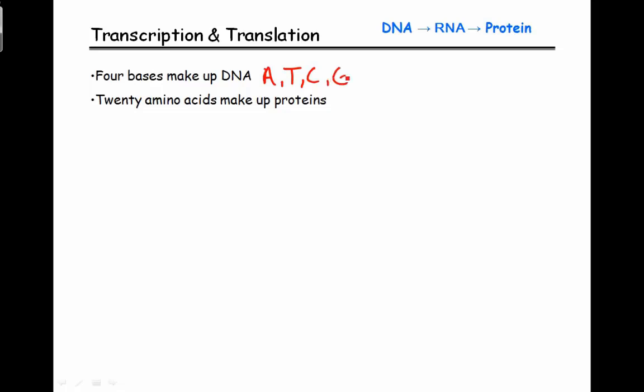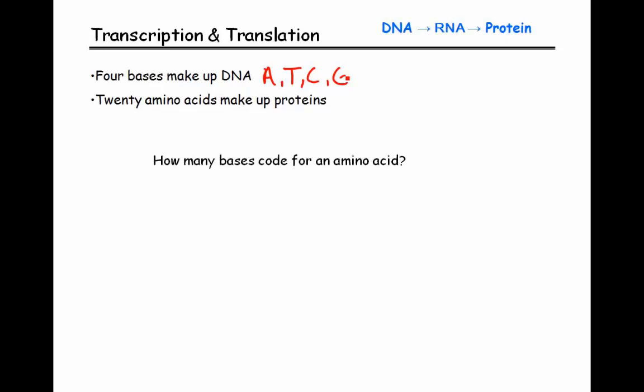And somehow the cell is able to take those 4 letters and essentially turn them into 20 different amino acids that are going to construct the proteins. So if we think about how many bases, the A, T, C, and G, it takes to code for an amino acid, first off, it's got to be more than 1.